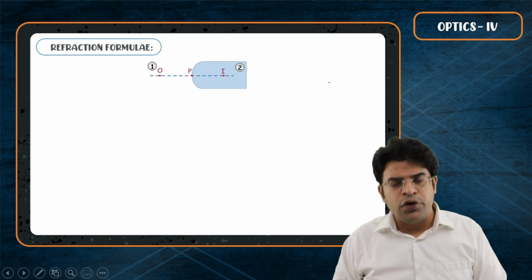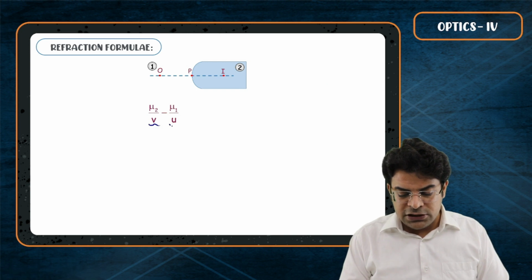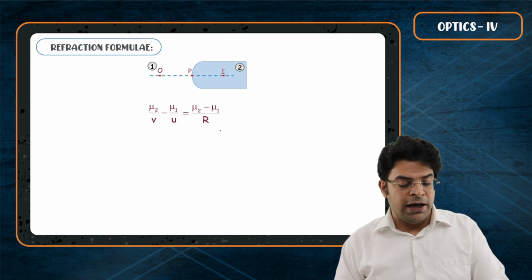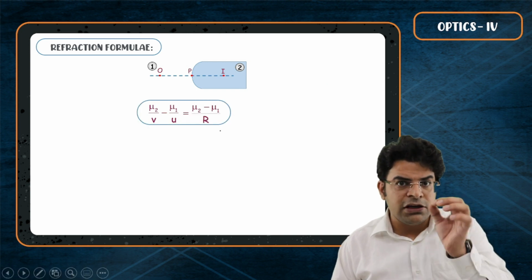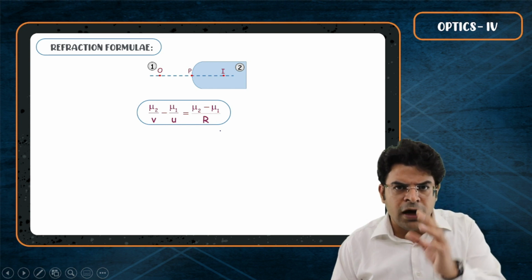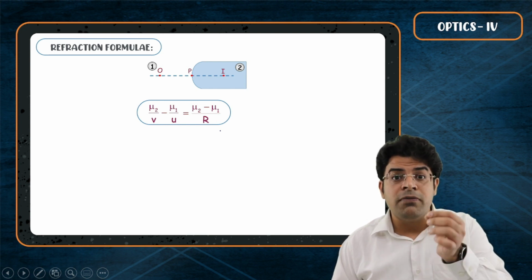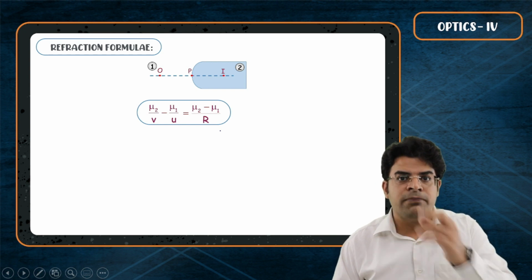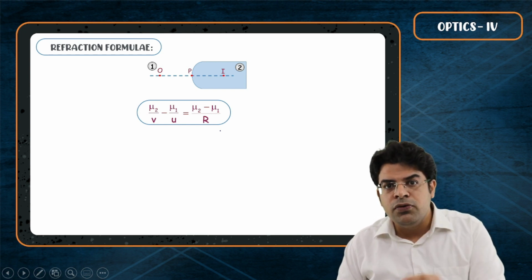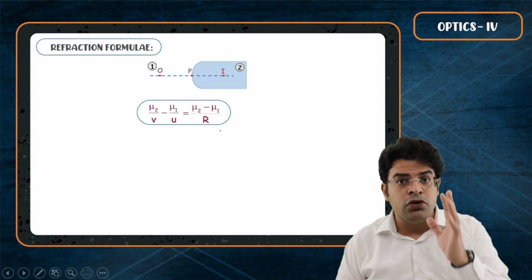So the formula goes like mu2 by V minus mu1 by U equals mu2 minus mu1 by R. Mug it up. Mu2 by V minus mu1 by U equals mu2 minus mu1 by R. You need to mug this up.